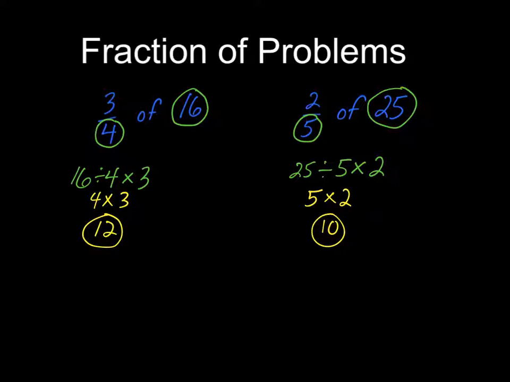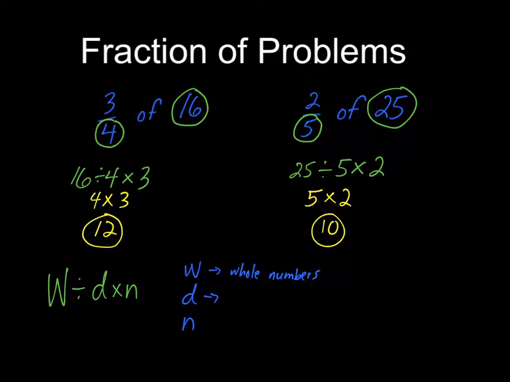Now this way works out really nice. It's quick and it's simple. A way that I came up with to remember this would be W divided by D times N. You may already realize where I'm going with this. These letters are a little bit easier to remember than the full words. So W, D, N: W divided by D times N, where the W stands for whole number, the D stands for denominator, and N, you guessed it, stands for numerator.